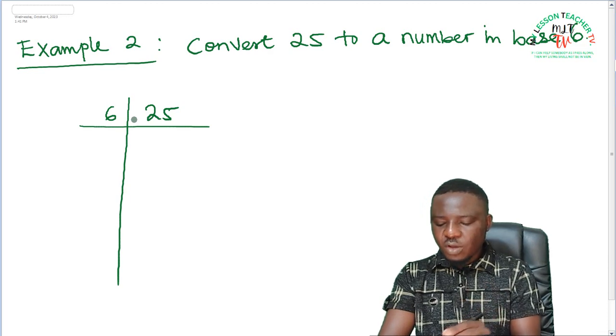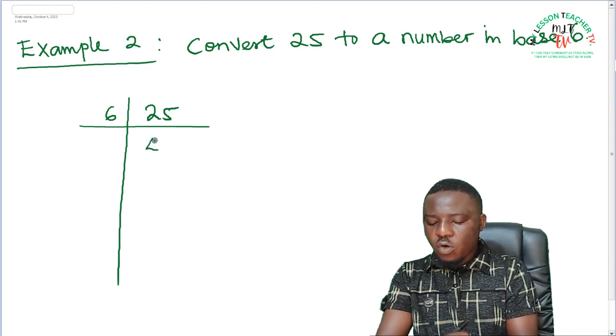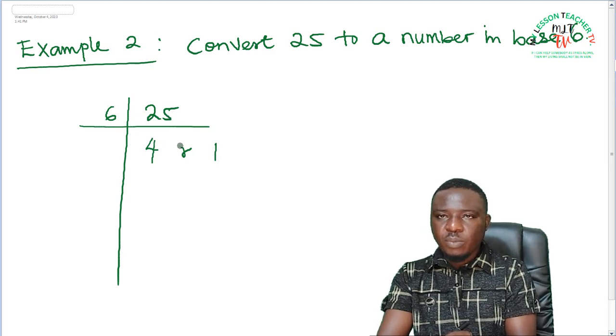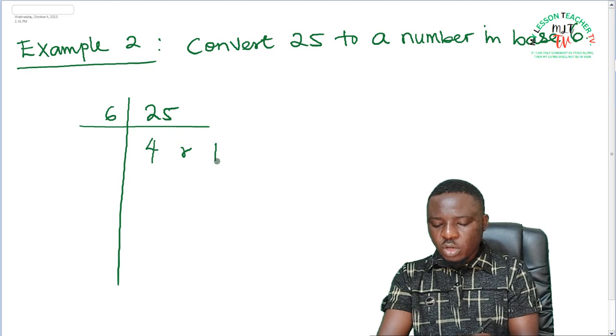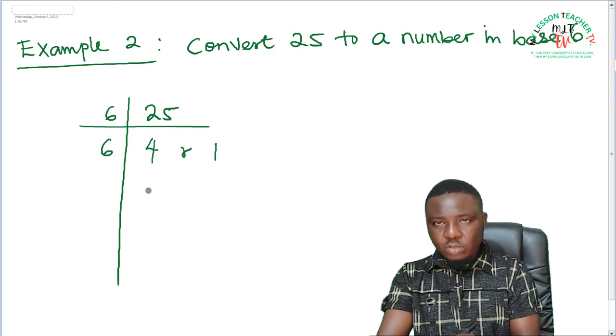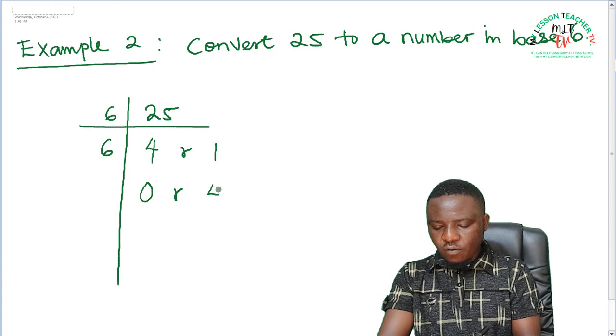6 into 25 will give us 4, remainder 1. For 4 times 6 is 24, so plus 1 is 25. So it's 4 remainder 1. 6 into 4, it cannot because 4 is less than 6. So it's going to give us 0, remainder 4.